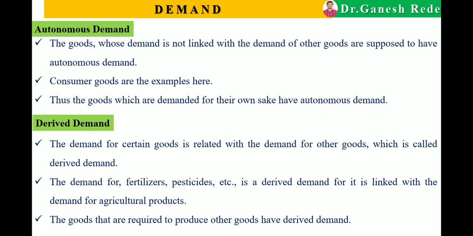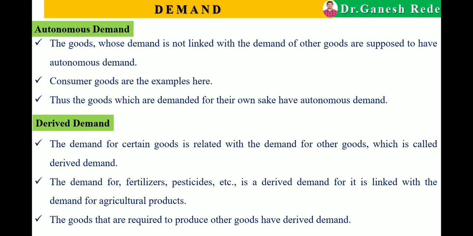As we know, there are some goods whose demand depends on other goods also, that is the derived good. But there are some goods whose demand does not depend on the demand of another good, known as autonomous goods. Consumer goods are examples of autonomous goods. Consumer goods means food items or daily use goods.